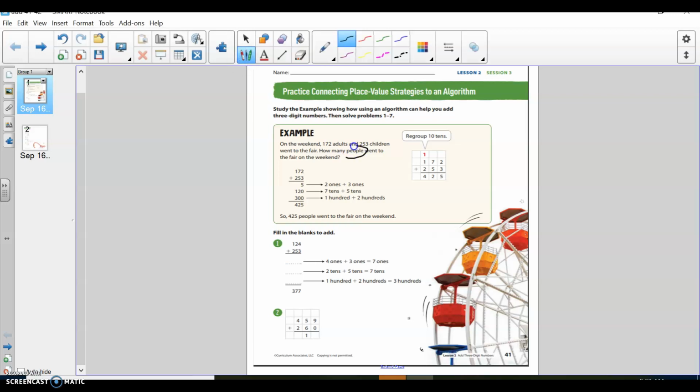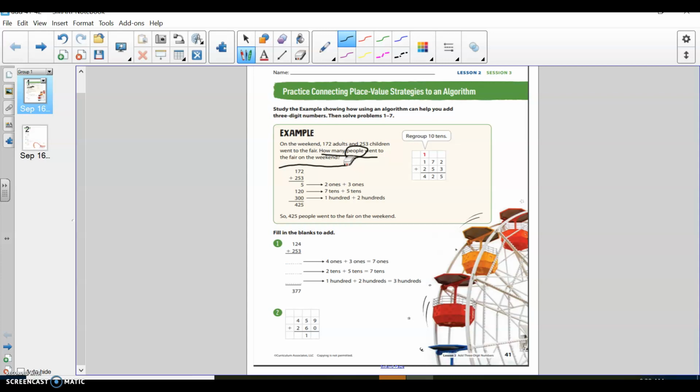This problem is about people. How many people went to the fair altogether? That's what I'm trying to find out. I know I'm going to add because I'm adding the number of adults plus the number of children to get a total. So when I add 172 plus 253, I'm going to start in my ones column.